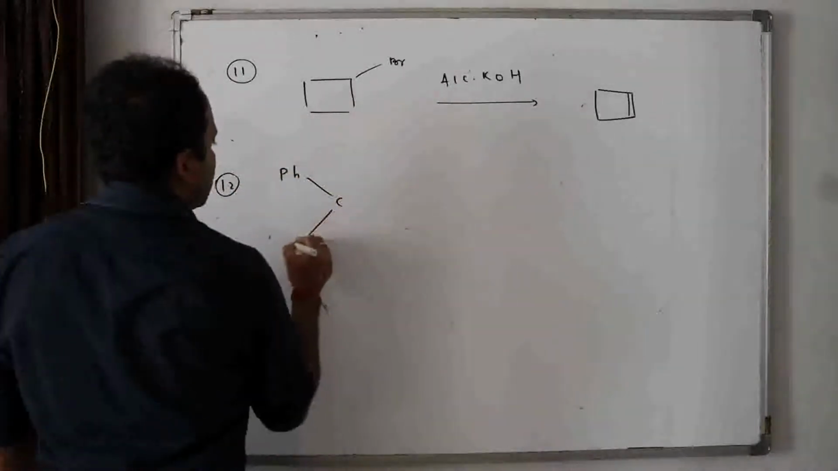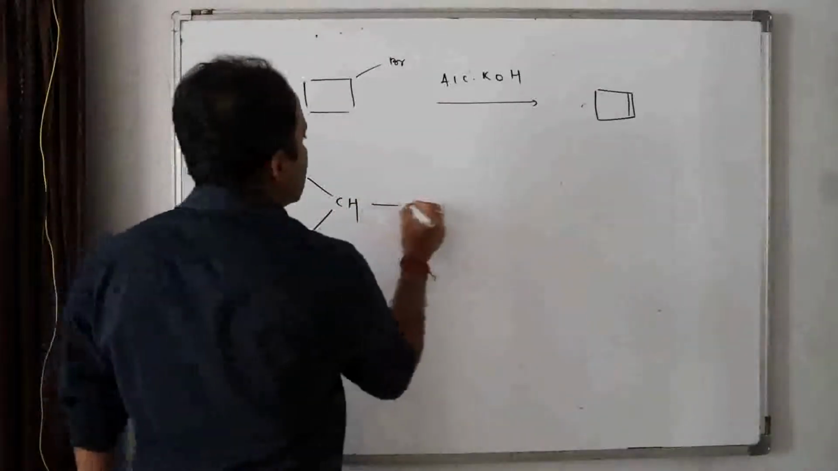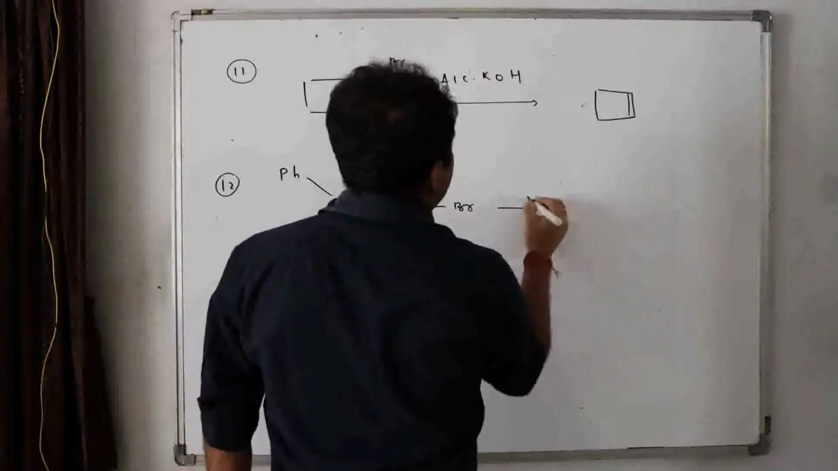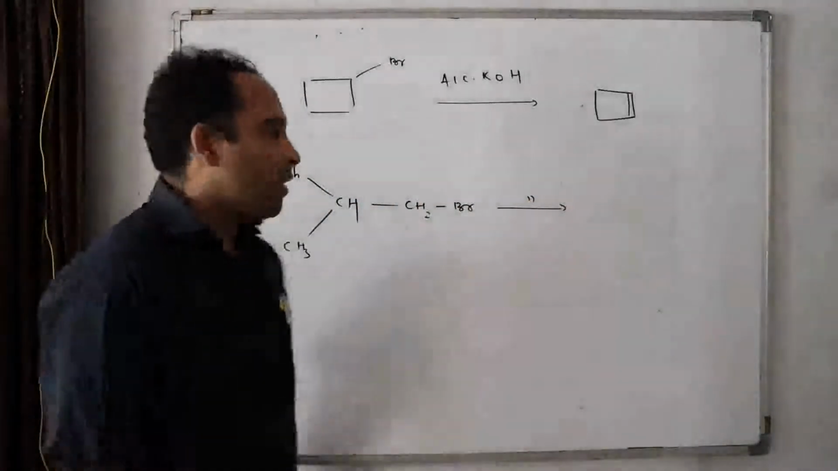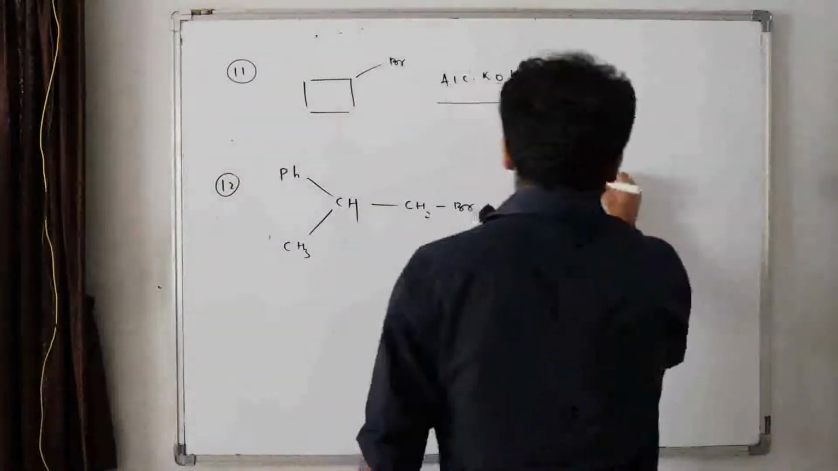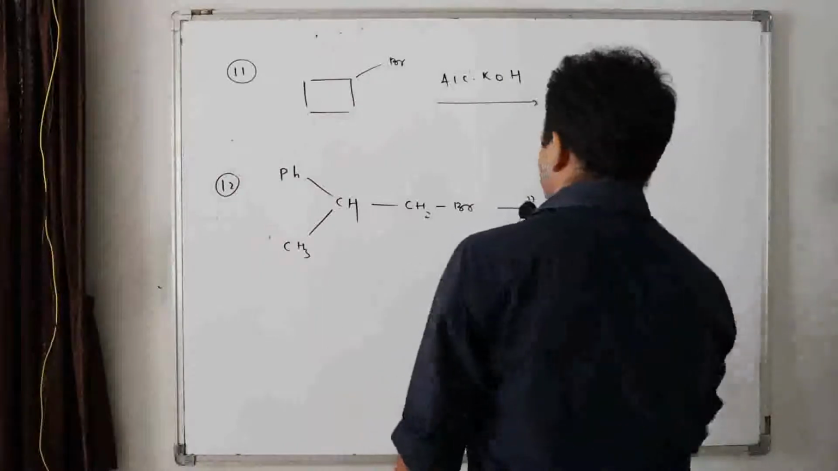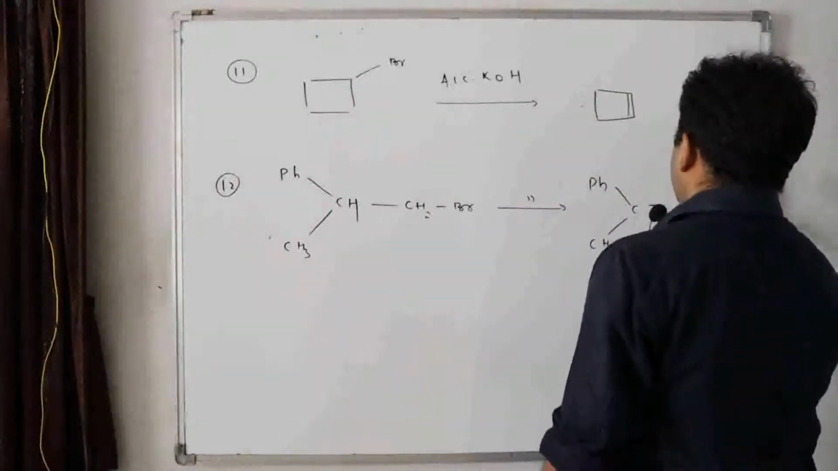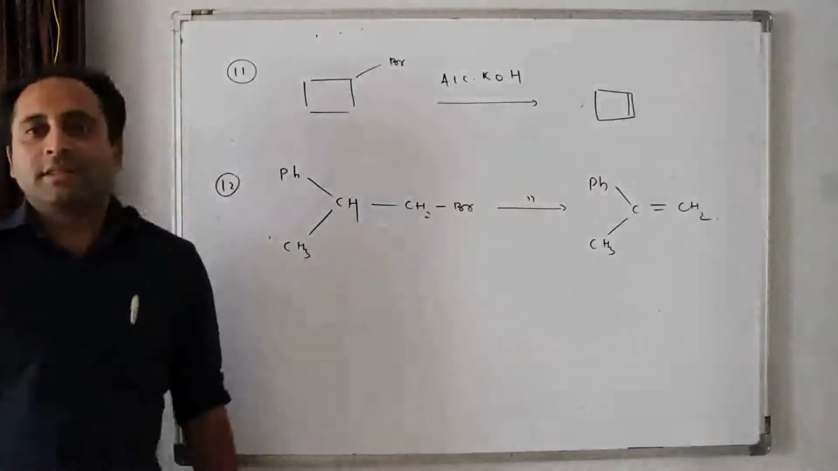Ph, C, CH3, H, single bond, CH2, Br. With alcoholic KOH. And all these alcoholic KOH reactions require little heating, okay? So what will happen in this case? Again, no chance of carbocation, so no rearrangements and all, no drama. CH2. Done. The next discussion is an analysis.